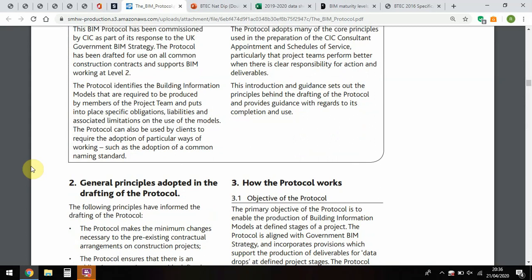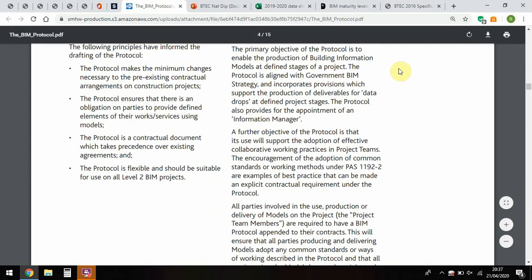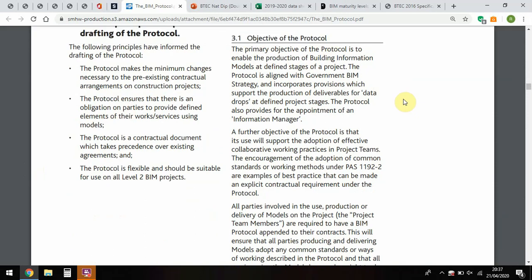Okay, so if we looked here where it says how the project works, it says the primary objective of the protocol is to enable the production of building information models at defined stages of a project. So all that's saying is that if you use the protocol, if you use the advice in the protocol, if you use the documents that are attached to it, and you do it at certain times and you refer back to it and you keep checking it and you make sure that it's all set up at the start, then you will have a good project and you will be able to have a BIM project a lot easier.